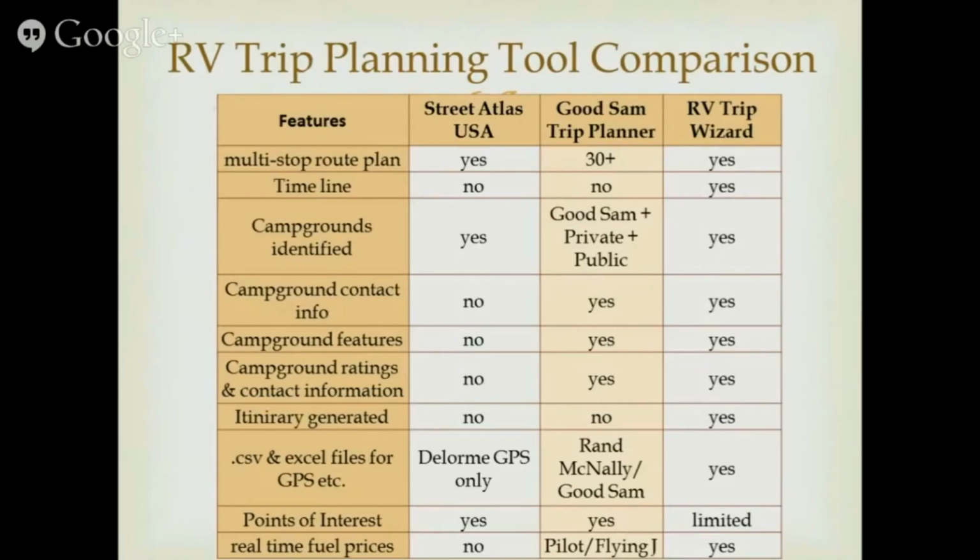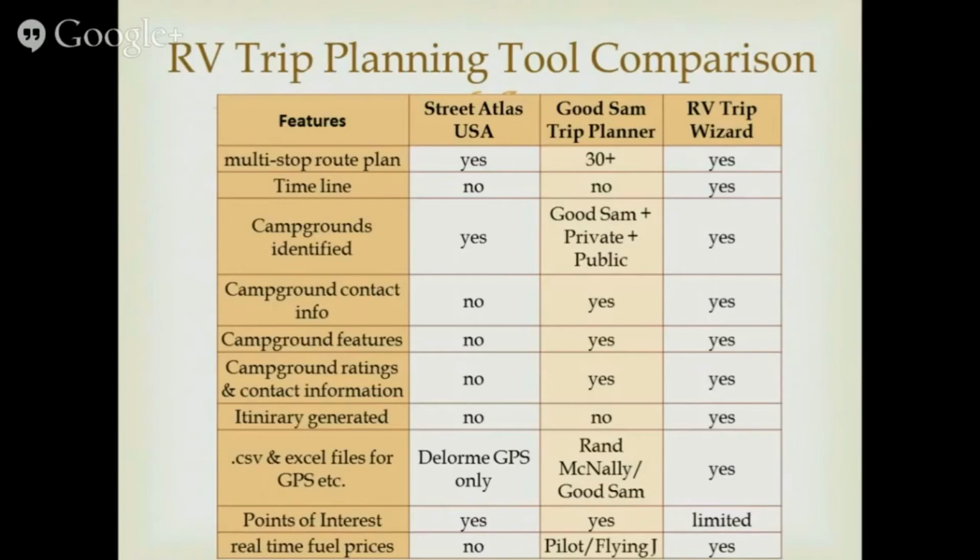Does it generate an itinerary? No. Can we generate an Excel file from it? Not really. We have to go directly into the ports for those things. Will it give me real-time fuel prices? Yeah, but only for Pilot and Flying J. If I'm okay with getting my trip planning information off the web, I might use Good Sam's Trip Planner.